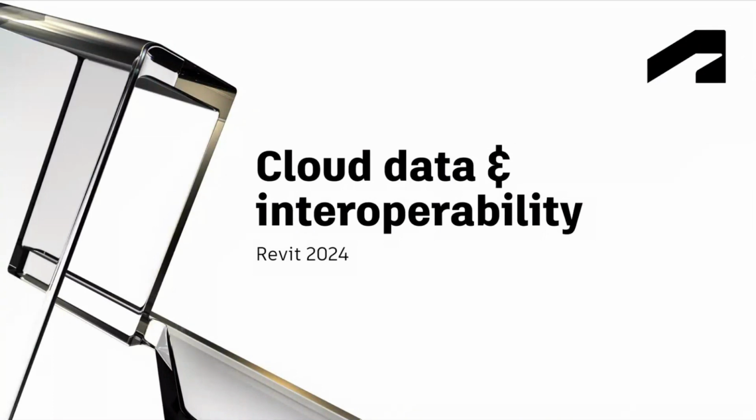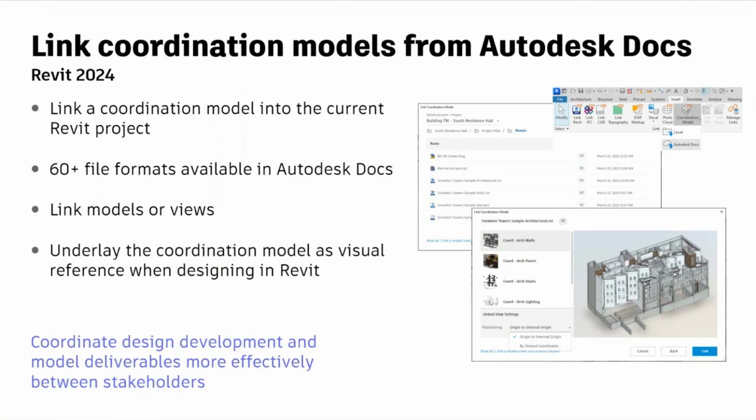Moving into where we're going with our cloud and interoperability. You can link the coordination models from Autodesk Docs. There's a new link coordination model feature with Revit. This will make it easier for project teams to evolve and work together. It will keep the files light because it's linked.